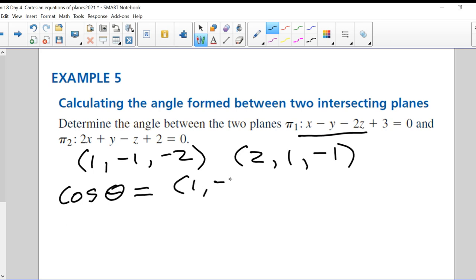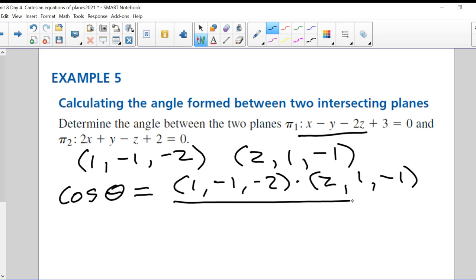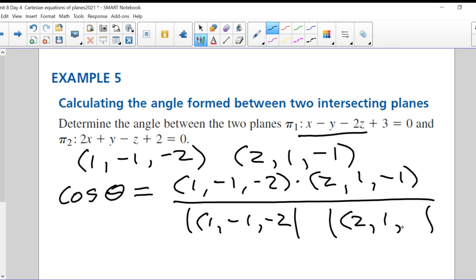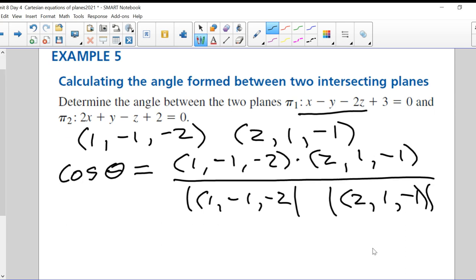So it's the (1, -1, -2) dotted with the (2, 1, -1), all over the magnitude of the two vectors. Folks, you've got to remember this. So the vector (1, -1, -2) multiplied by the vector (2, 1, -1). Okay, so the dot product in this case would be, what is this?